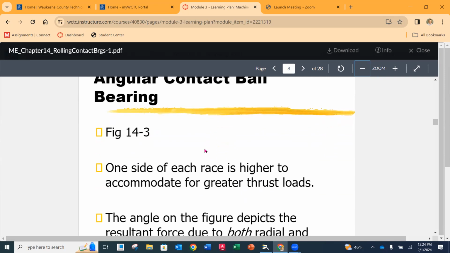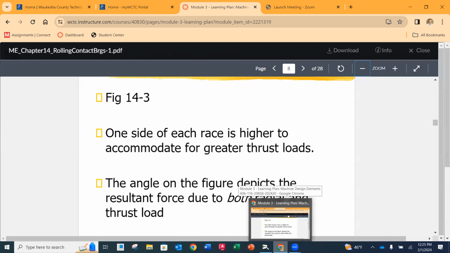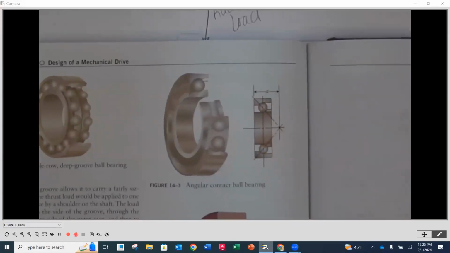Okay. Angular contact bearing. Angular contact bearings are going to be on one side. The race is higher than the other. And this is going to deliberately accommodate higher thrust loads, or those side loads. Okay. So they can take both radial, but just the intentional arrangement there for the ability to take a side load. And those are here.